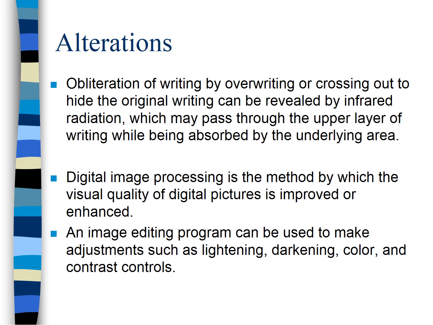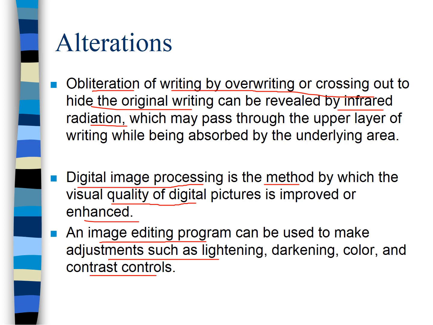Okay, another type of alteration is obliteration of writing by overwriting or crossing out to hide the original writing, which can be revealed through infrared radiation, and this also will affect the forensic analysis. And digital image processing is the method by which the visual quality of a digital picture is improved or enhanced. An image editing program can be used to make adjustments such as lightening, darkening, color and contrast of tone. So this is a method that can be used for the alteration analysis.